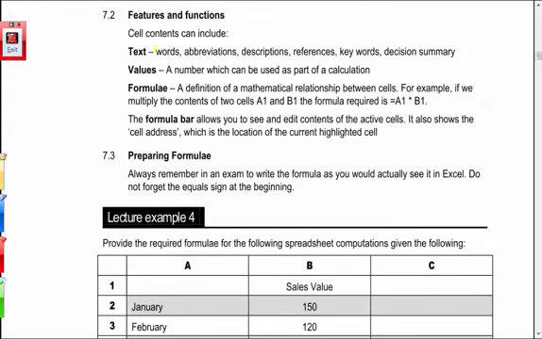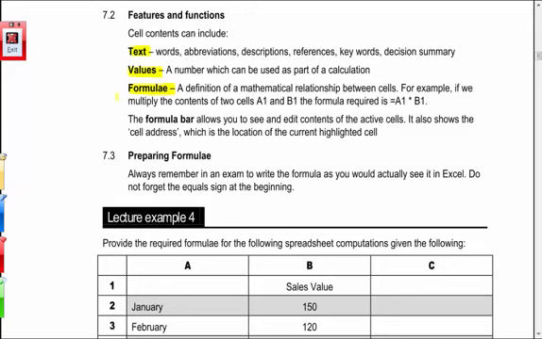A bit of terminology then. The text content of a cell is anything like words, abbreviations, descriptions, references, keywords, or a decision summary. So that could be the title, for example, the word sales or the month. The values then are the numbers, so in the example below that could be the sales value. And the formulae are what link and provide a mathematical relationship between the cells.